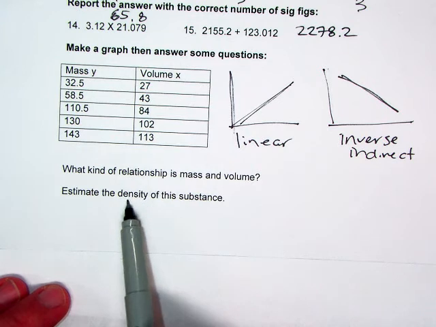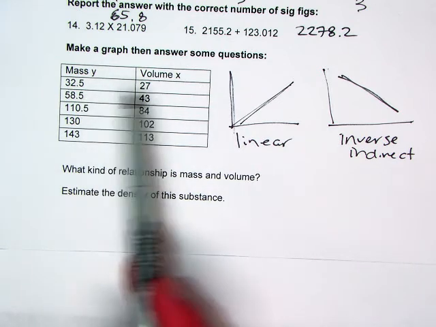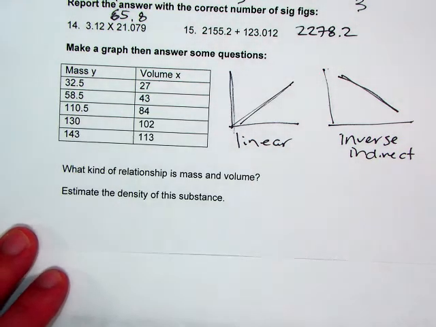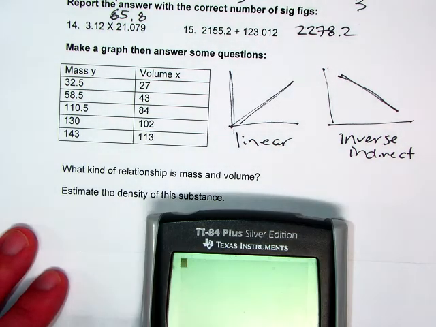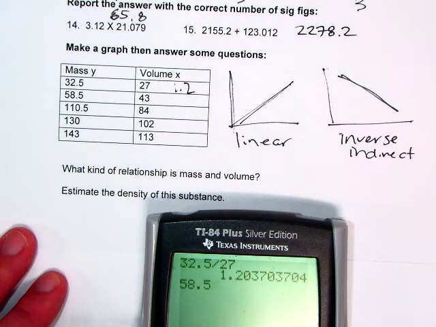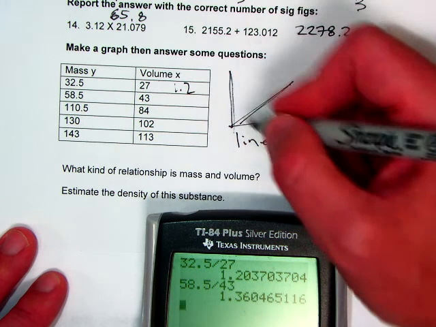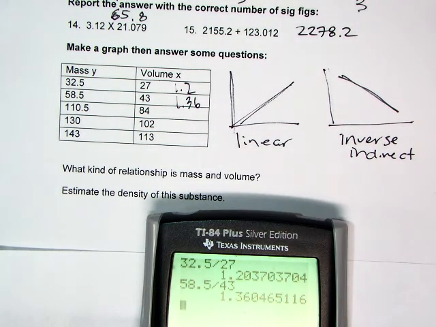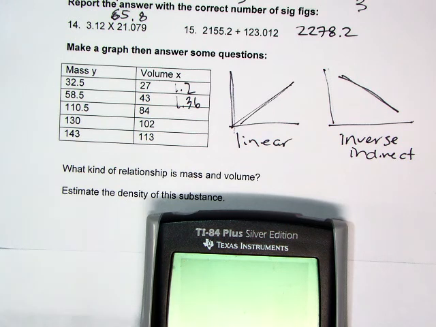If you want to find density, and you have this information, remember density is mass over volume. So just take these numbers and divide them. We can just do a couple of them very quickly, because I don't expect you to spend a ton of time on this. 32.5 divided by 27 is 1.2, and then 58.5 divided by 43 is 1.36, we'll say. So you can estimate that the density is going to be somewhere in there. Somewhere in there you'll find the density. So in that neighborhood. So if one of the choices is 1.3, then pick that choice for your density. That's kind of how that problem looks.